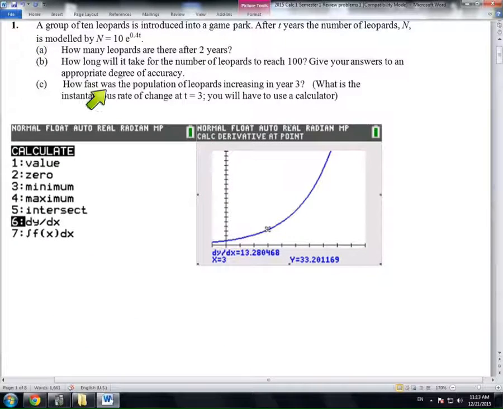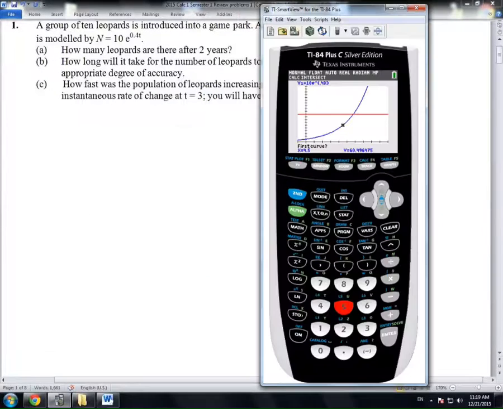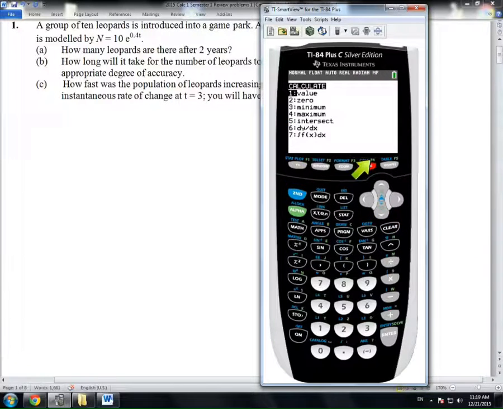Part C, now we're actually getting to the calculus, and it said how fast is the population of leopards changing. I'll show you how to do this. First of all, we can clear out the 100, and then we go to calculate, which is right here again. And when we calculate, we're going to choose option 6 for dy/dx. As we wait for the graph to emerge, it's going to prompt us where we would like to find the rate of change. So I'm going to enter in 3 for the x value.